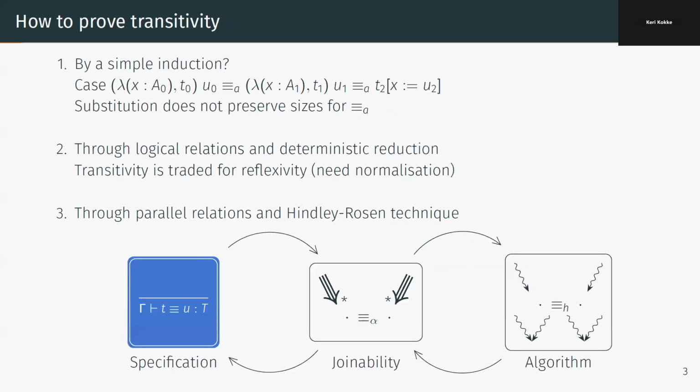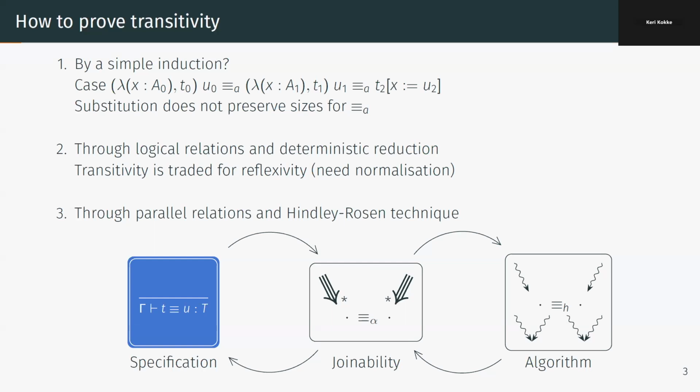So how do we try to prove transitivity? Well, first, let's see why a simple induction doesn't just work. And for this, I will need to go into a bit of detail. So what happens if the algorithm, so we start with two derivations. On the one hand, we do a beta reduction, and on the other hand, we only use congruence rules.